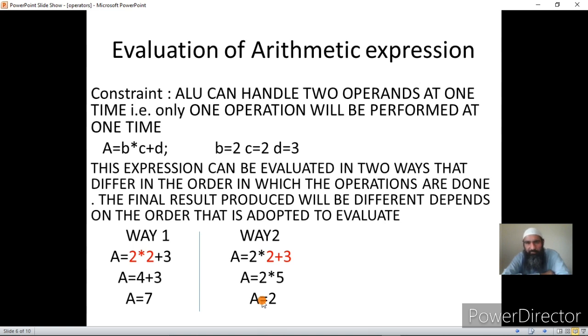We have a BODMAS rule. That is, first we go for division, then we go for addition, so on and so forth. There's a rule, there's an order that is defined in mathematics, and you know the order. You have already learned that BODMAS rule in the preliminary classes of your schooling.